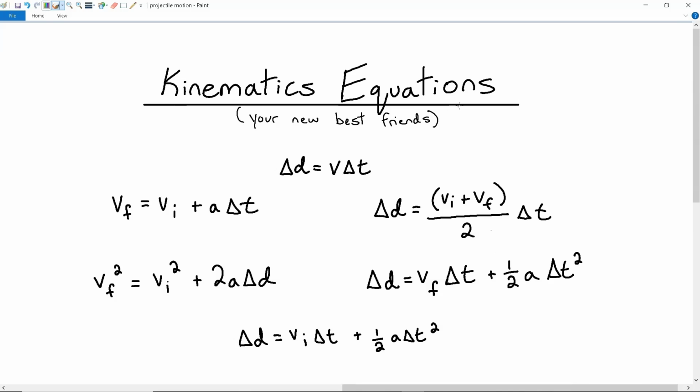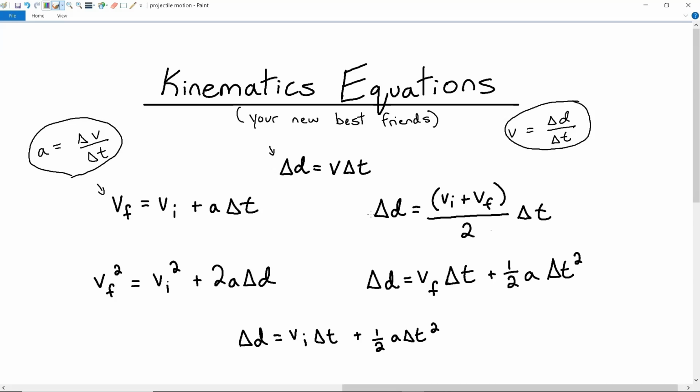The first two aren't too bad. If we were to look at this one here, it's really just a rearranged version of V equals delta D over delta T, and this just relates velocity with displacement in time. So hopefully you're familiar with this one. And then this one down here is fairly similar. It's just showing the same thing, but with acceleration, because we know that acceleration is the total change in velocity over the total change, or the total passage of time, I should say.